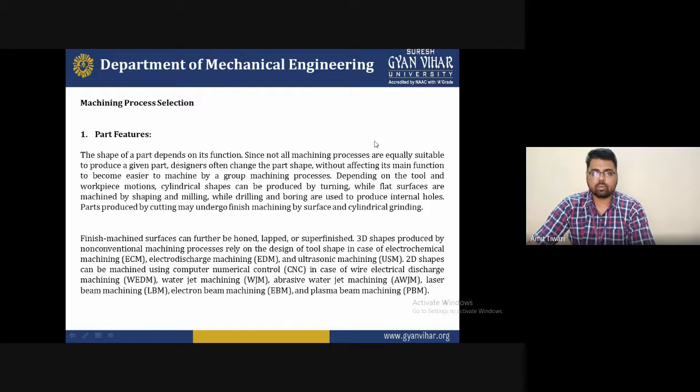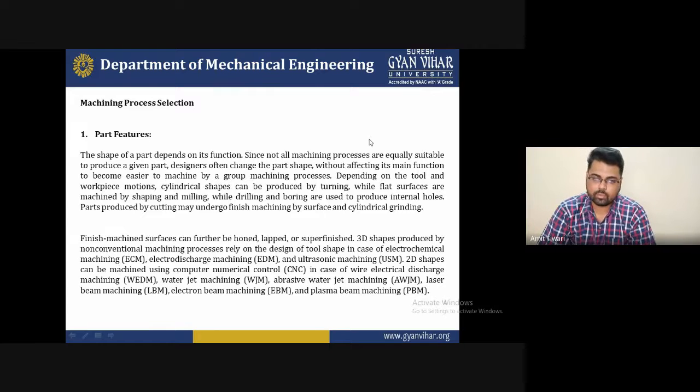Let's start. What is machining process selection? First of all, we are discussing some part features, how we can select the machine step by step, which we are following for a better understanding of the machining selection criteria. The first is the part feature. Basically, we can select the shape of a part depending on its function. Since not all machining processes are equally suitable to produce a given part, designers often change the part shape without affecting its main function so that it becomes easier to machine by a group of machining processes.